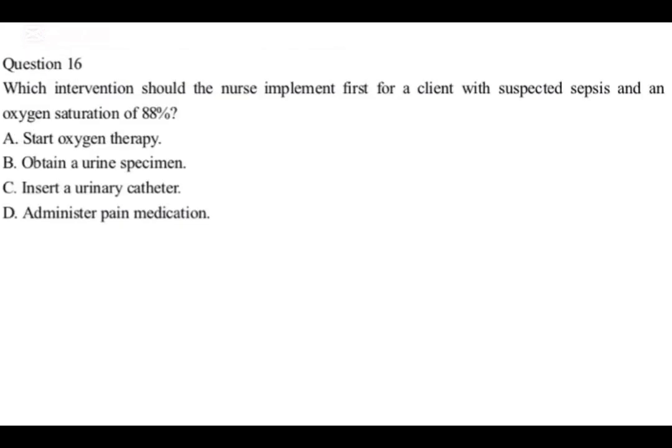Question 16. Which intervention should the nurse implement first for a client with suspected sepsis and an oxygen saturation of 88%? A. Start oxygen therapy. B. Obtain a urine specimen. C. Insert a urinary catheter. D. Administer pain medication. Correct answer, A. Start oxygen therapy. Rationale: maintaining adequate oxygenation is a priority because sepsis can rapidly impair tissue oxygen delivery.